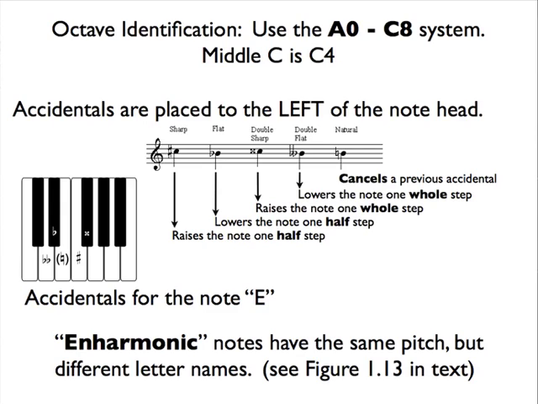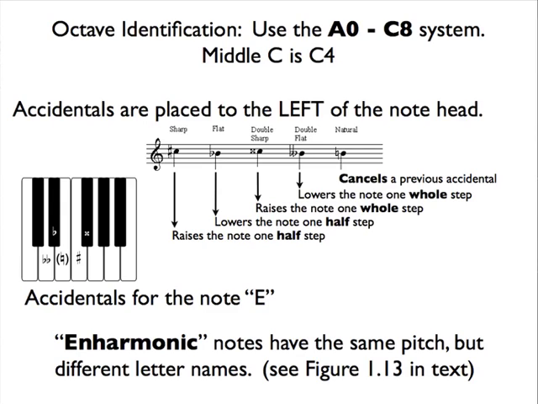Accidentals raise or lower a note a half step, while double sharps and double flats raise and lower a note a whole step. Accidentals are placed to the left of the note head. We say C sharp, but we write sharp C. So even though it sounds like the sharp should come after the note, it's written to the left of the note, and it's sharp C.